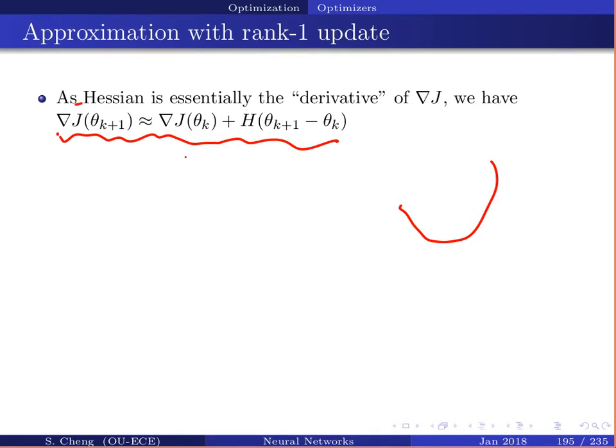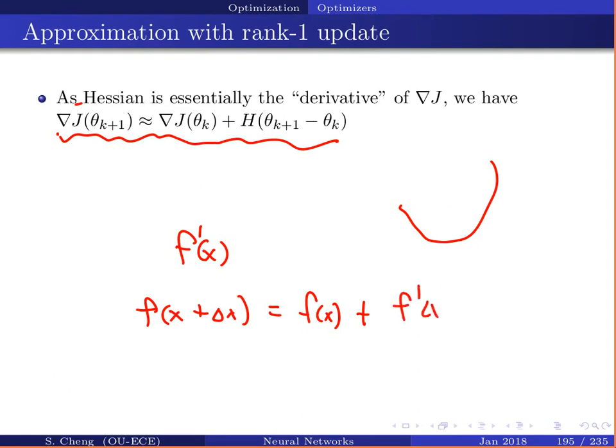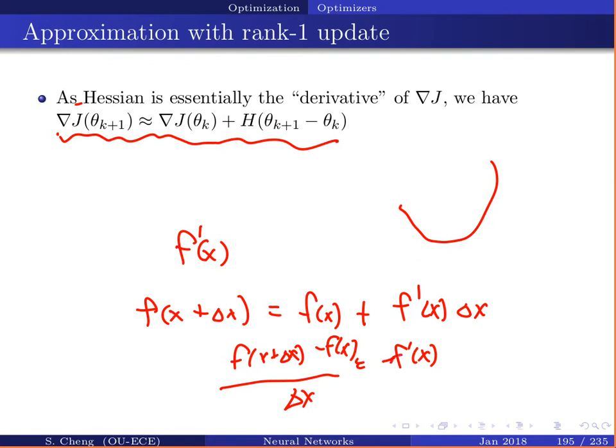So this is just something like, if you have a function f, you have the derivative at x, then I would say f(x plus delta x) is equal to f(x) plus f prime of x times delta x, right? Because the derivative is more or less f(x plus delta x) minus f(x), over delta x. If I just move the term, this is one-to-one correspondent to this.